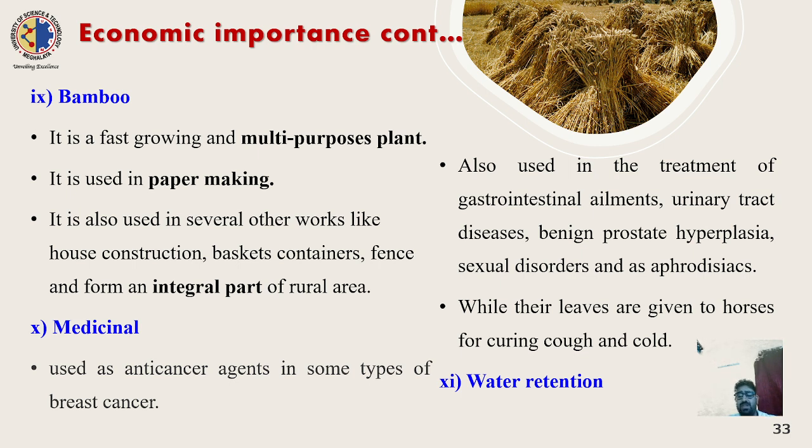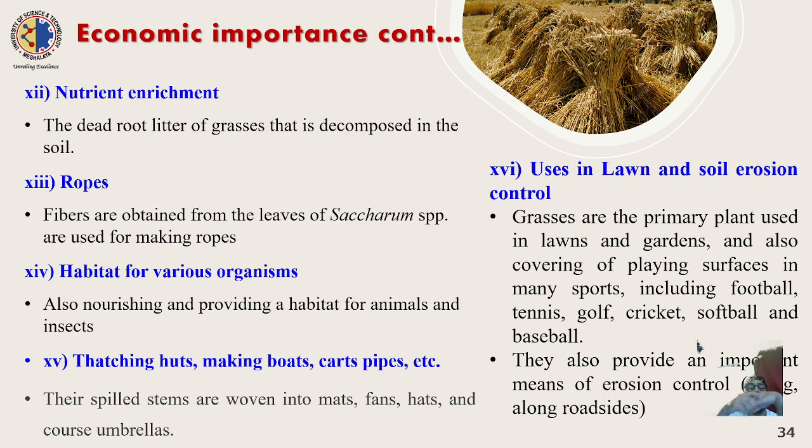These species are used for water retention. Also, they retain water for several days. Also, nutrient enrichment. How do they enrich nutrients in the soil? The dead roots of many grasses decompose and provide nutrients to the soil. After that, the secondary vegetation comes out with a good source of nutrients. So they enrich nutrients in the soil.